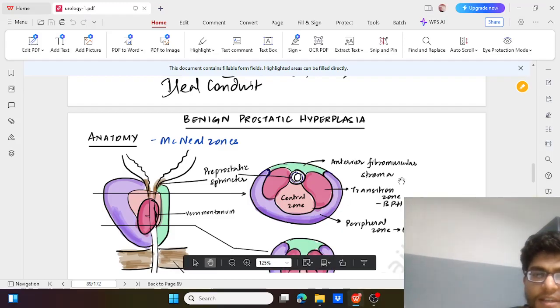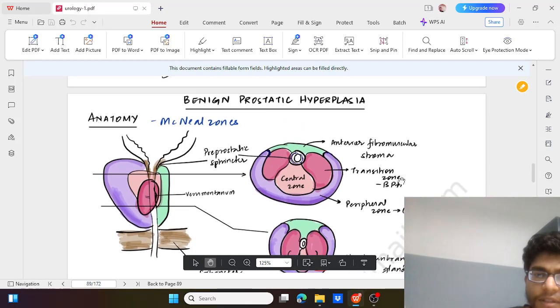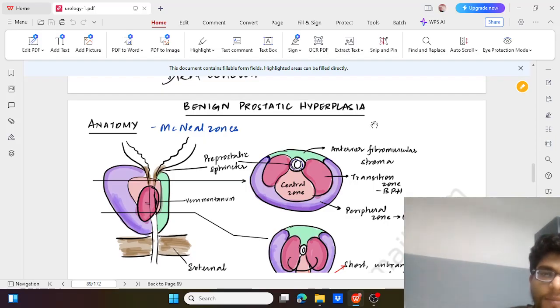Today we'll be discussing the topic of benign prostatic hyperplasia, and along with that we'll also discuss a clinical scenario: a 60-year-old man presenting with difficulty in micturition and increased frequency of micturition at night time. So how will we investigate and manage this patient?